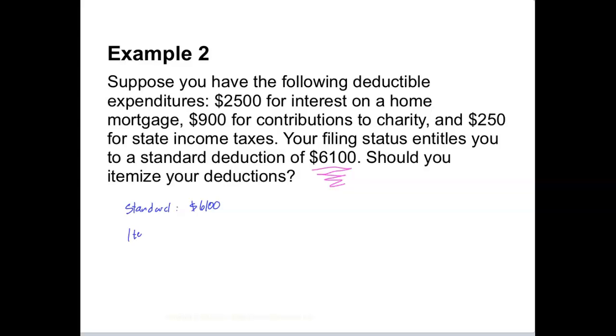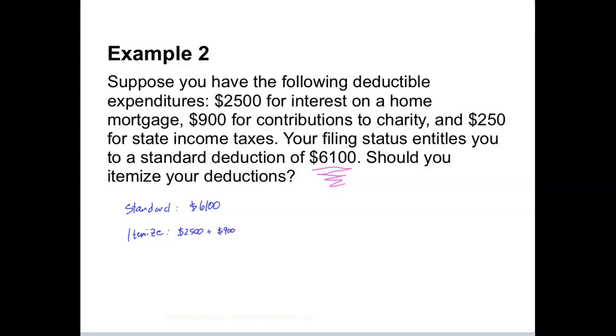If you itemize, you had $2,500 for interest on a home mortgage, $900 for contributions to charity. So that's why, like, when you go to Goodwill and drop something off, they'll ask, do you need a receipt? Because they can give you a receipt and you can write down how much your donation was worth. And then if you're going to itemize, that's basically your proof. So if the government audits you, because you go, oh, I gave like $1 million in charitable donations, then you have to have proof of that.